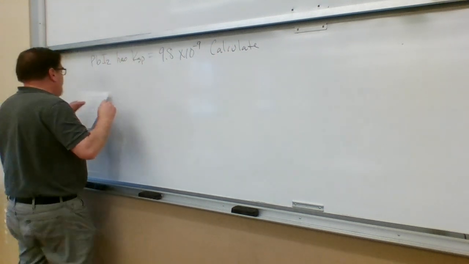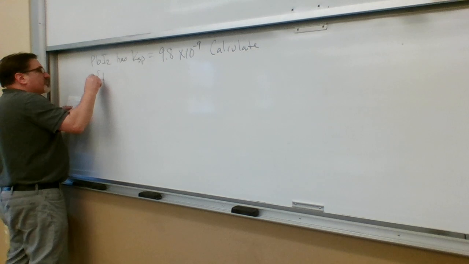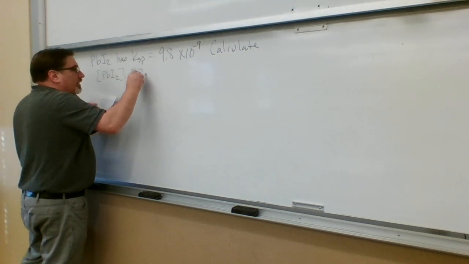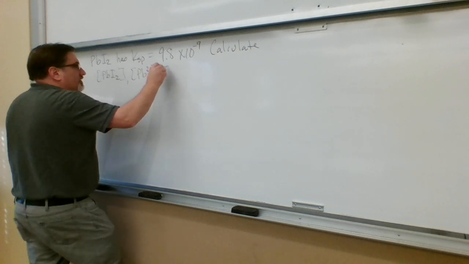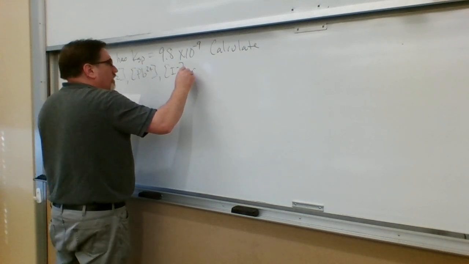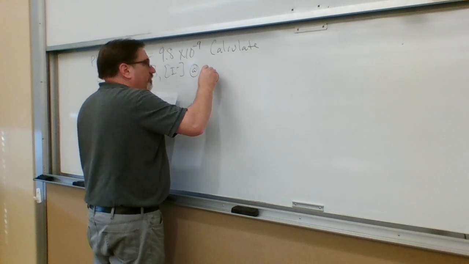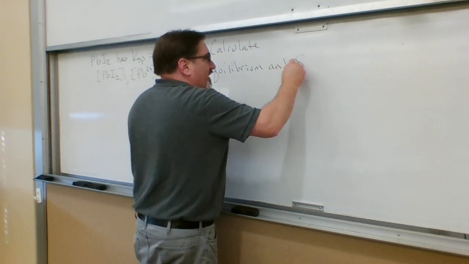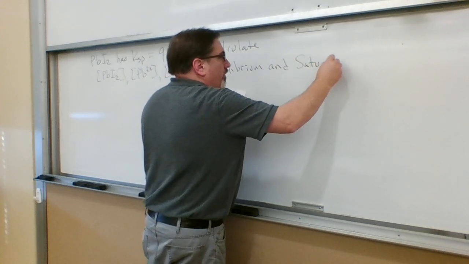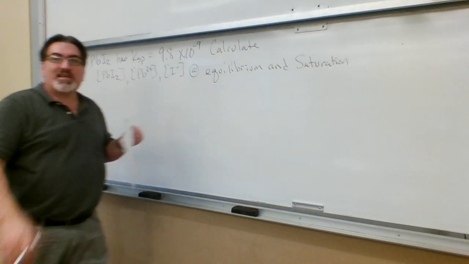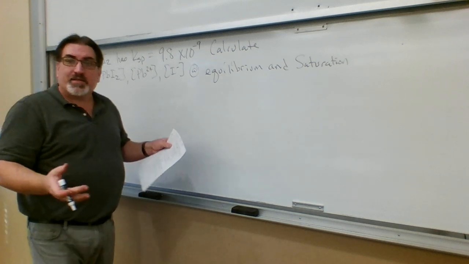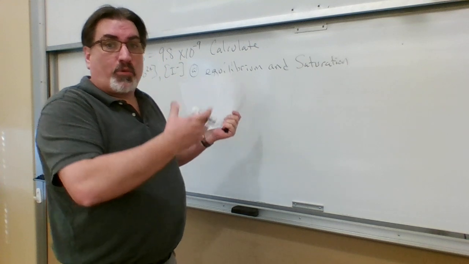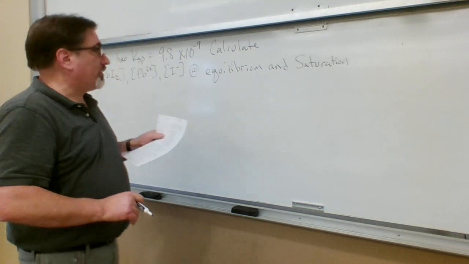Our job is to calculate the concentration of PbI2, the concentration of Pb2+, and the concentration of I minus at equilibrium and saturation. So once this thing reaches saturation, what are the concentrations of all the species? This is very like those problems in the KC chapter where we had to calculate all the concentrations of everything at equilibrium.